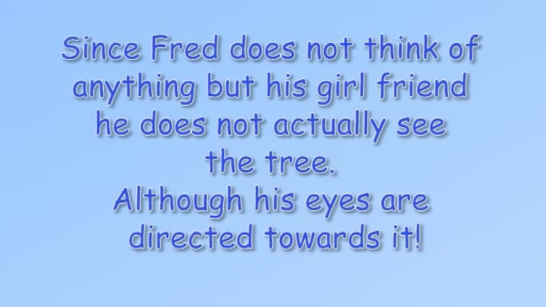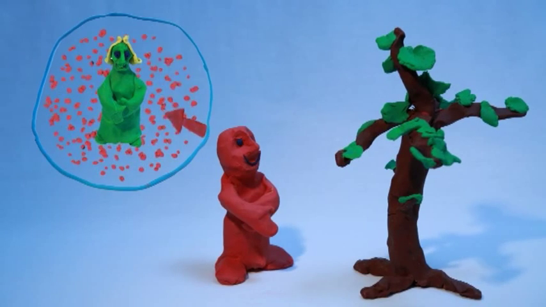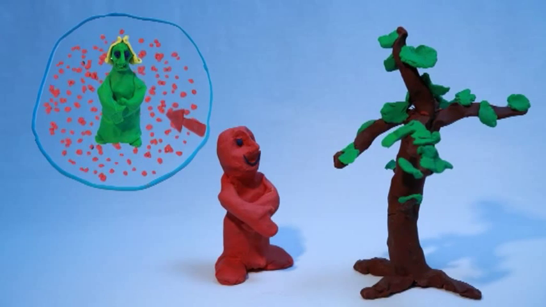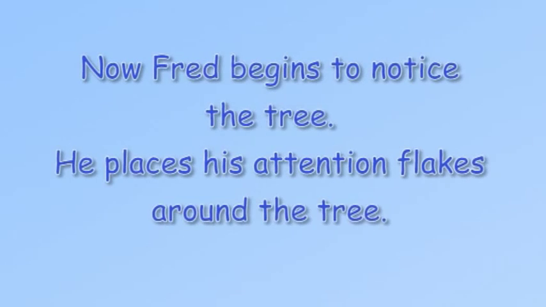Since Fred does not think of anything but his girlfriend, he does not actually see the tree, although his eyes are directed towards it. Now Fred begins to notice the tree. He places his attention flakes around the tree.